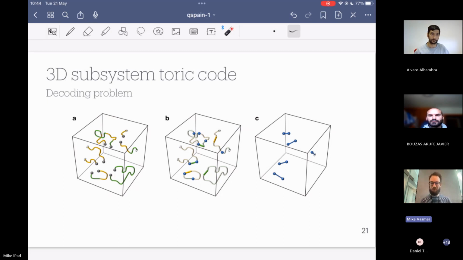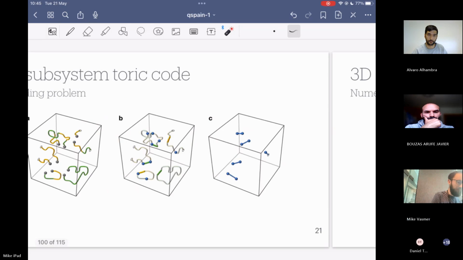So I just wanted to give you a very high level overview of how this works. There are many more details in our paper, and we also had a follow-up work where we put some numerical code for simulating this online, so you can also see that.